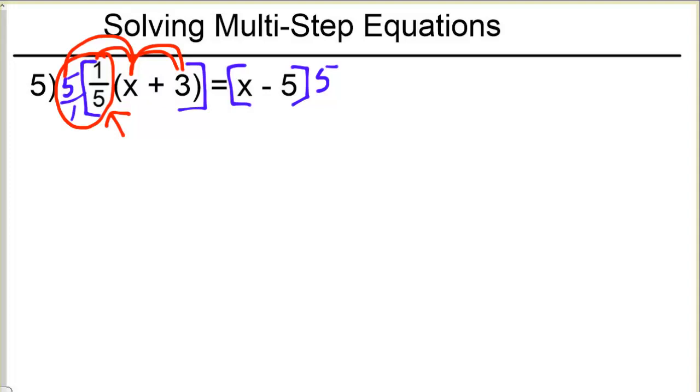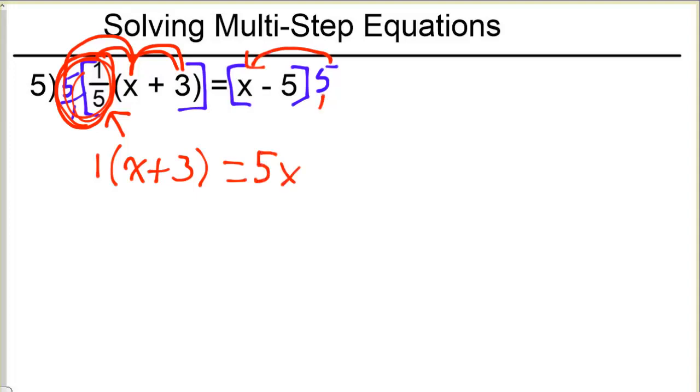So 5 divided by 5 will give us 1. So that 1 now comes on the outside, x plus 3. So this is 1. And on the left-hand side, I'm going to go ahead and distribute the 5 right here. That will give me a 5x. And distribute the 5 times the negative 5, and that will give me minus 25.